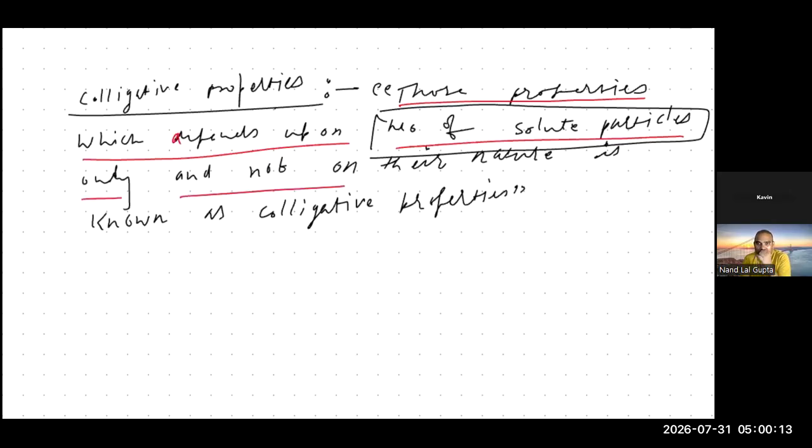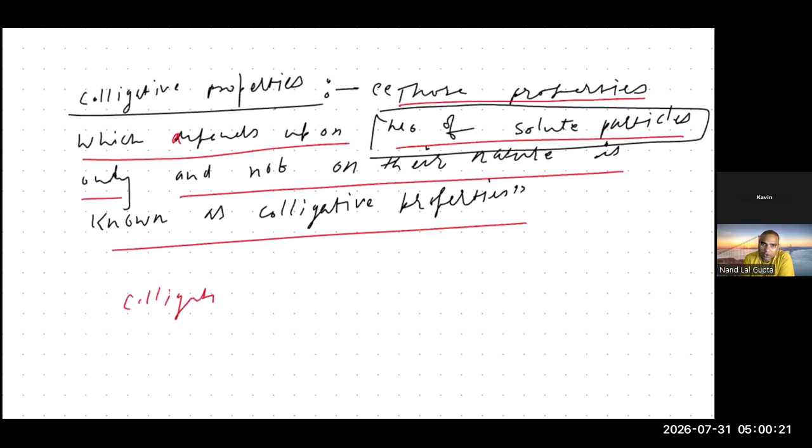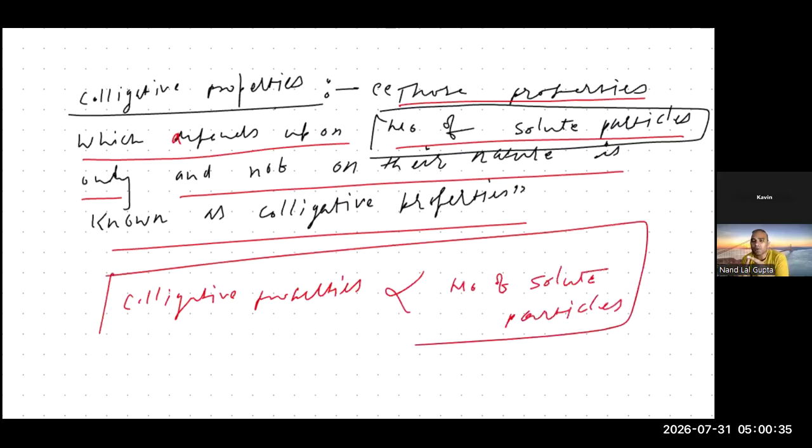Can you understand this point? Yes, sir. If you are talking about colligative properties, they will be proportional to the number of solute particles only. You remember this. So those properties which depend on the number of solute particles are known as colligative properties.